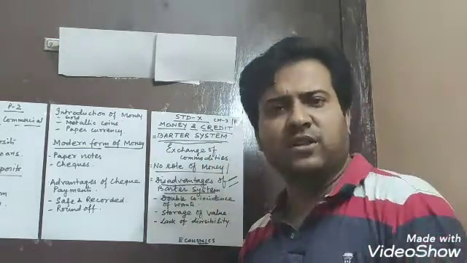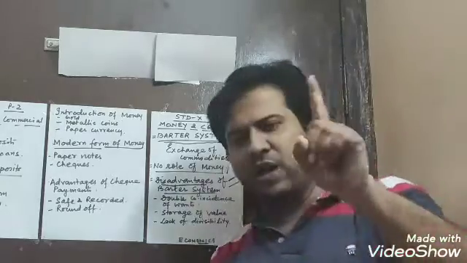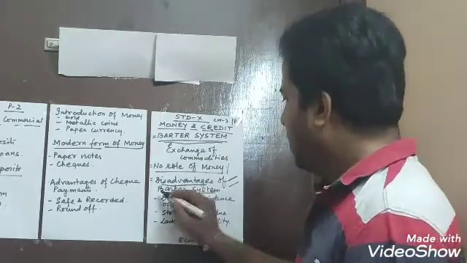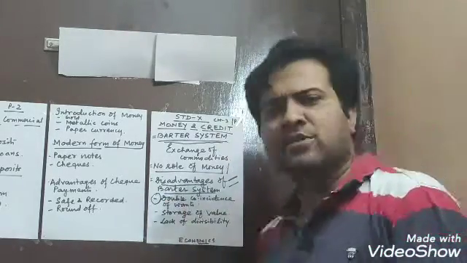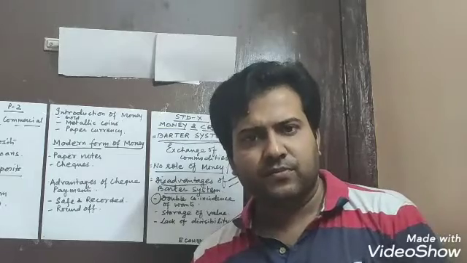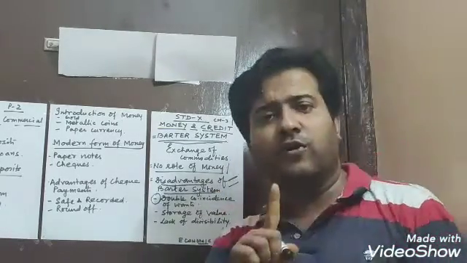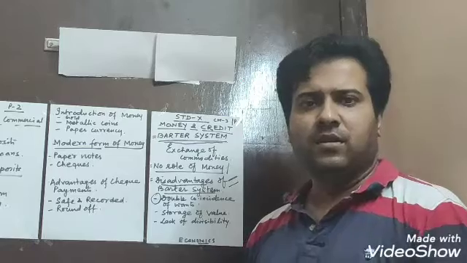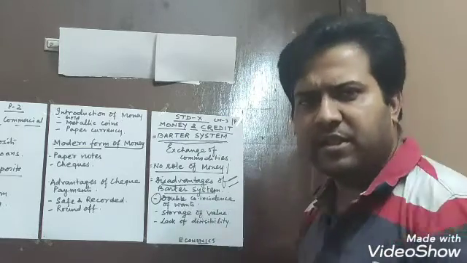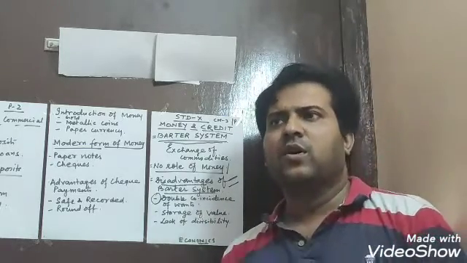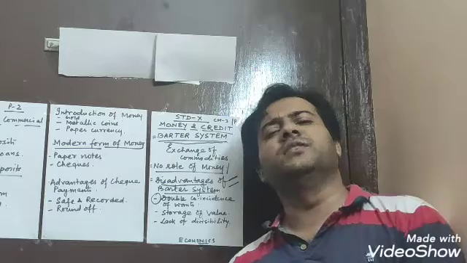There are several disadvantages. Number one, double coincidence of wants. I repeat the point, double coincidence of wants. Now let us understand it in a very simple way. What is the meaning of double coincidence of wants?